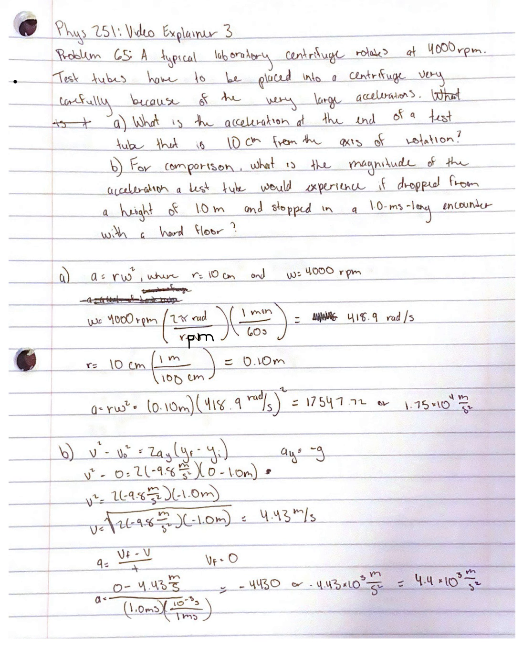Physics 251, Video Explainer 3, Problem 65. A typical laboratory centrifuge rotates at 4,000 RPM. Test tubes have to be placed into a centrifuge very carefully because of the very large accelerations.